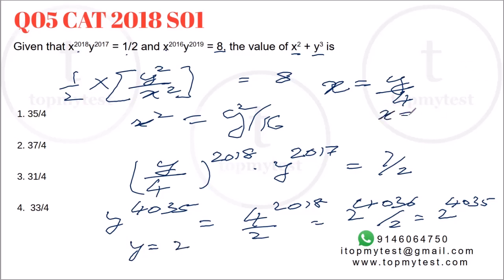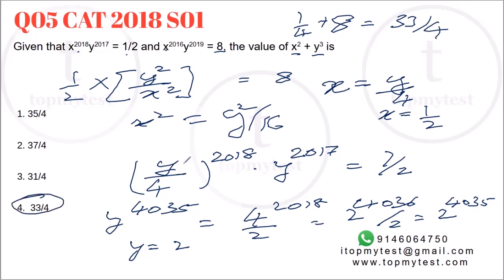So x should be equal to half. If you substitute y is equal to 2 here, now calculate the value. This will be 1 by 2 square, which will be 1 by 4. y cube is 8. This gives you 33 by 4. Option 4 is your correct choice.